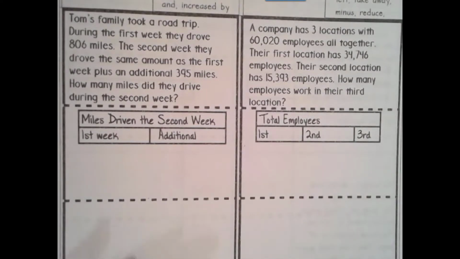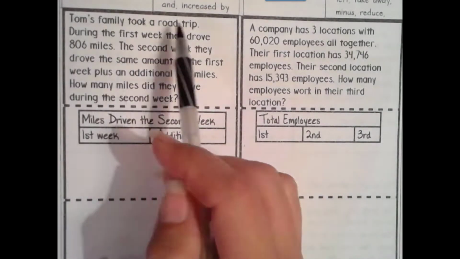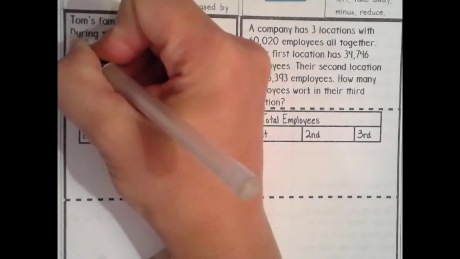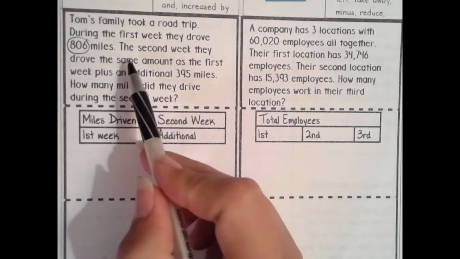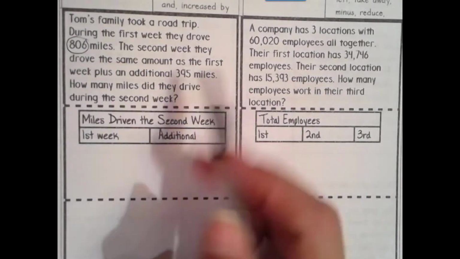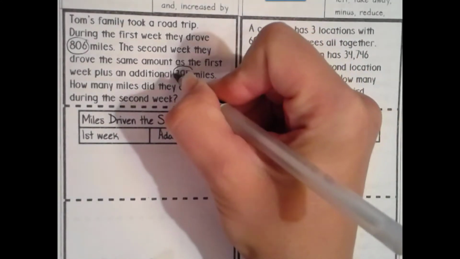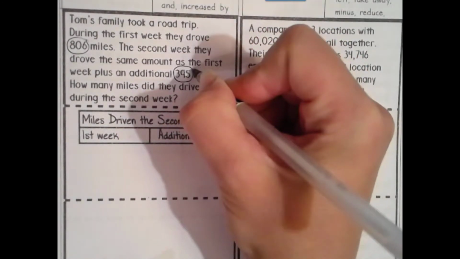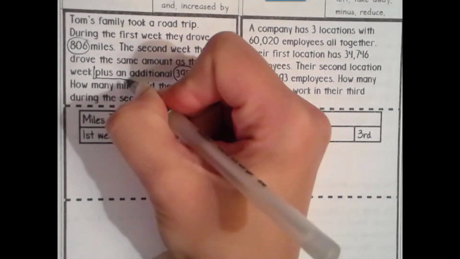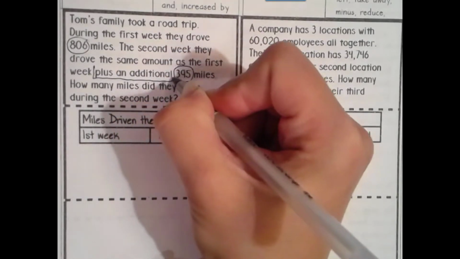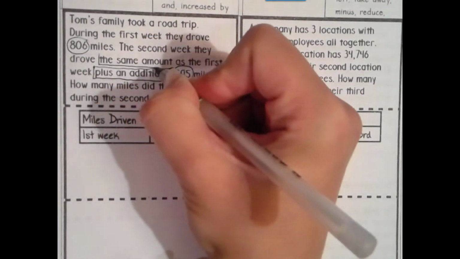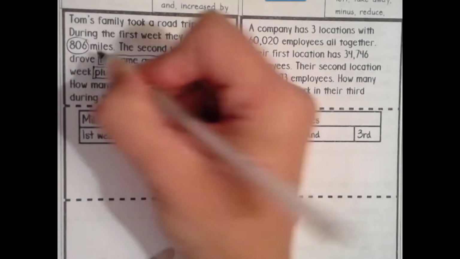So first, C, circle our numbers. Tom's family took a road trip. During the first week, they drove 806 miles. The second week, they drove the same amount as the first week, plus an additional 395 miles. Okay, here are keywords right here, plus and additional. And the same amount. Those are key phrases in this case.